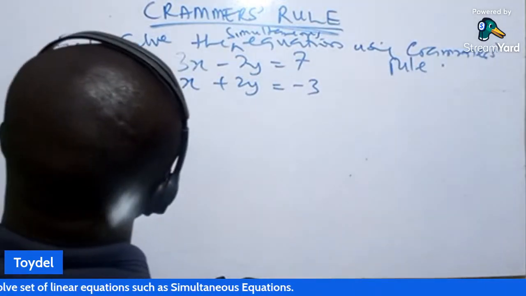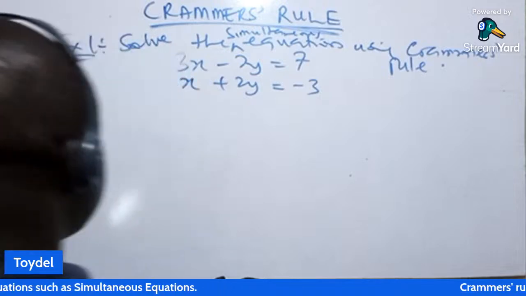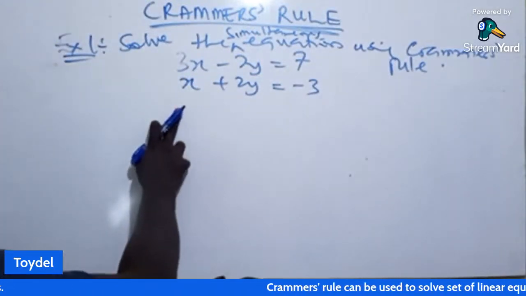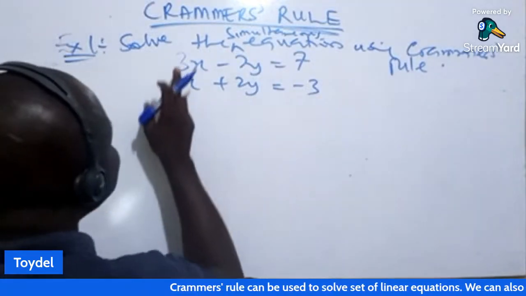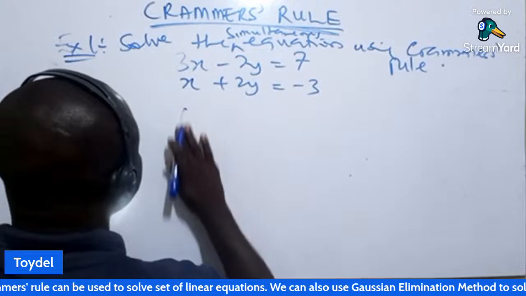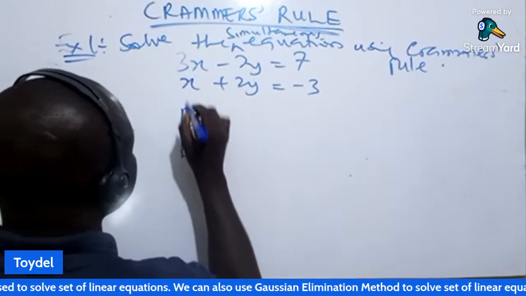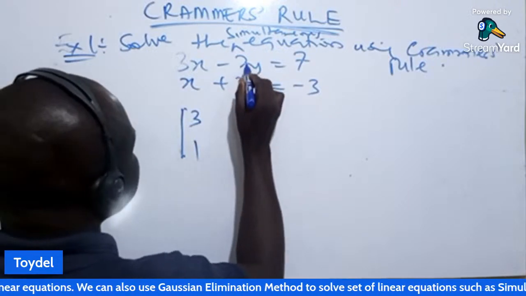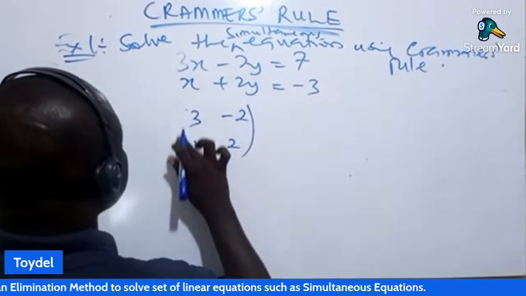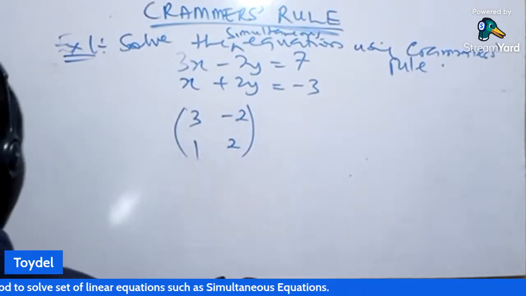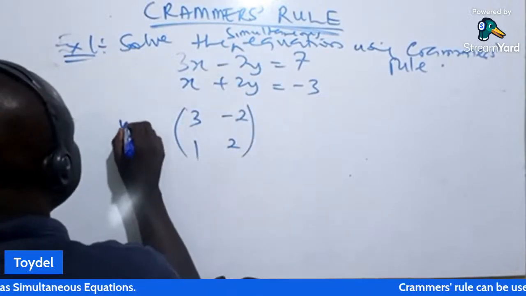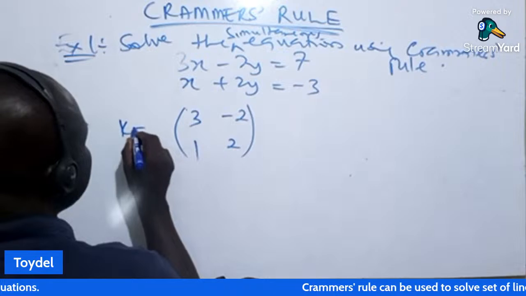How do we apply Cramer's rule to solve this equation? Of course, we are going to use the knowledge of determinant of a matrix. So we write out the coefficients here. The coefficient of x is 3 and 1, the coefficient of y is minus 2 and 2. This is the coefficient of the variables. Let's call the coefficient matrix k.